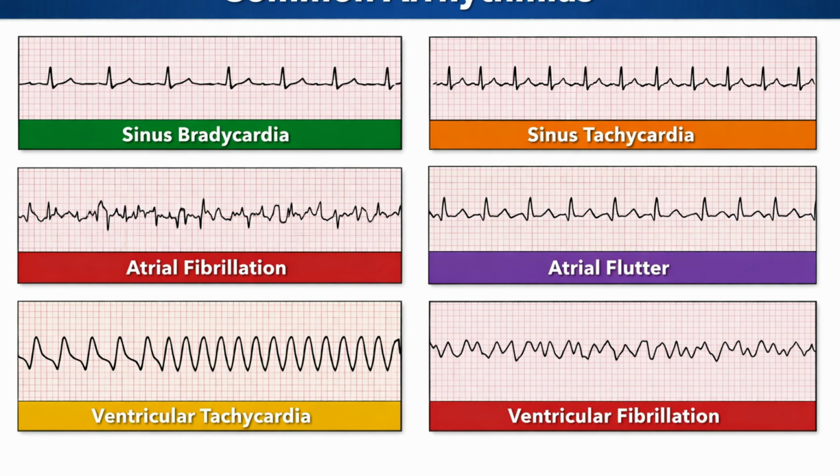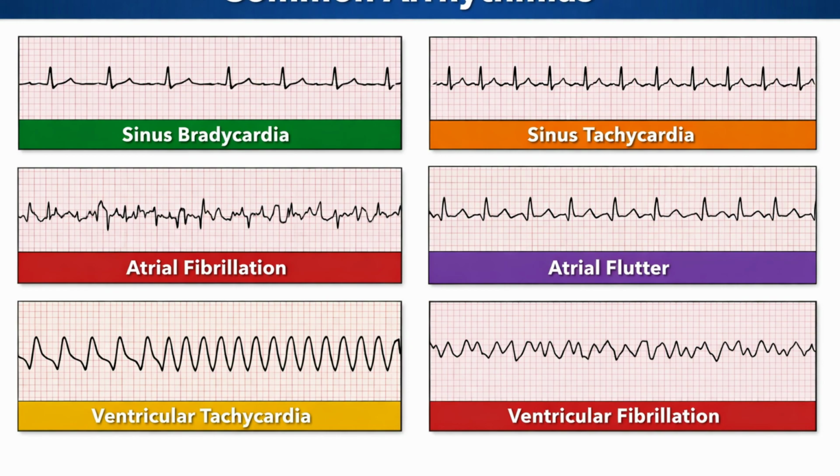5. Ventricular tachycardia. Ventricular tachycardia is a fast heart rhythm that originates from the ventricles, usually with a heart rate greater than 100 beats per minute and wide QRS complexes, and it can be life-threatening if not treated promptly.